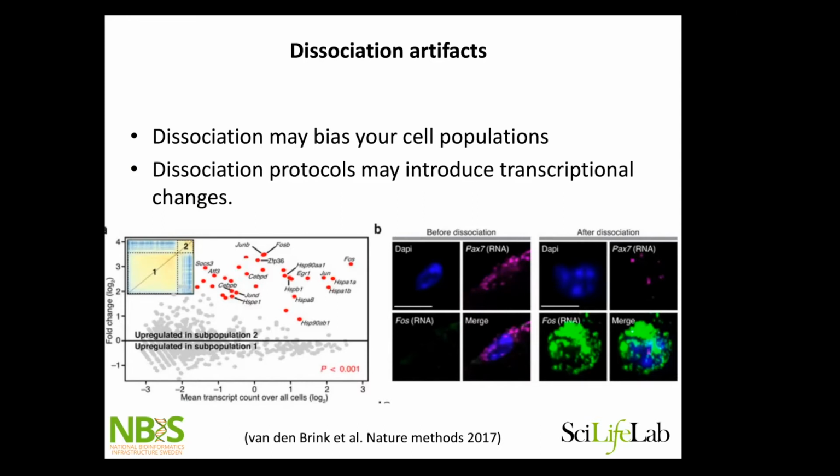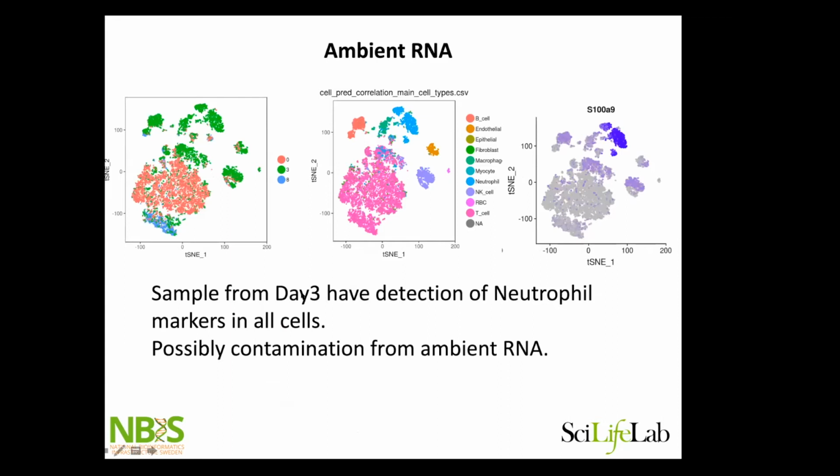And the only way to really know this is to do a bulk RNA-seq in parallel, right? So if you have genes that are high in your single cell RNA-seq, but not in your bulk, they might also be artifacts from dissociation. You introduce a lot of apoptosis signals and so on that come up during dissociation. And also, as I said, you might get a lot of this ambient RNA, basically RNA leaking out into your suspension.